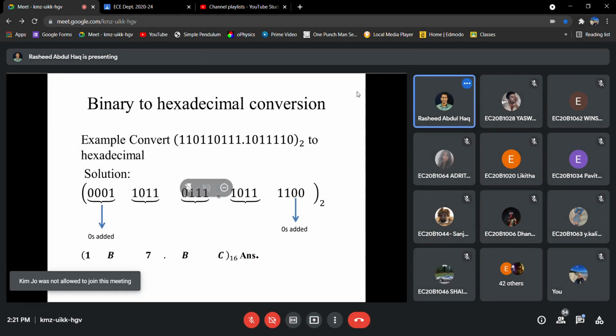You have to group. You can see that in this example, 3 zeros are added on the MSB side and 2 zeros are added on the LSB side. Then the corresponding hexadecimal number is just substituted. For example, 1100 is C, 1011 is B, 0111 is 7, 1011 is B, and 0001 is 1. You can add as many zeros at both ends, but the answer won't change because zeros on the MSB and LSB ends change nothing in the case of decimal numbers.